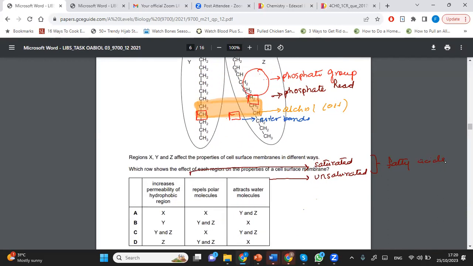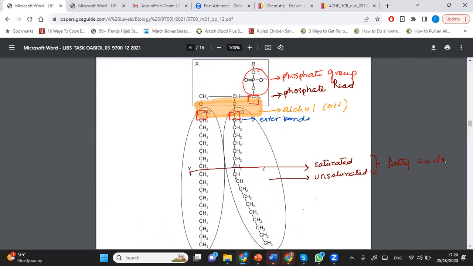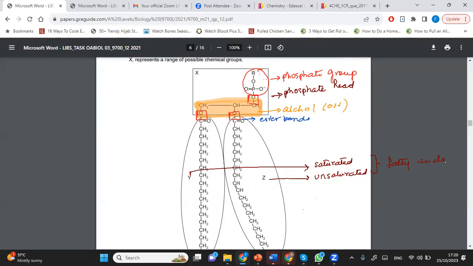Second is repels polar molecules. What part of this repels polar molecules? Polar molecules are water soluble molecules. What part of the phospholipid repels water soluble molecules? Both the fatty acid chains, Y and Z. Both of them are your hydrophobic regions. We call them hydrophobic tails. And as a result, they are both going to be responsible for repelling your water molecules.